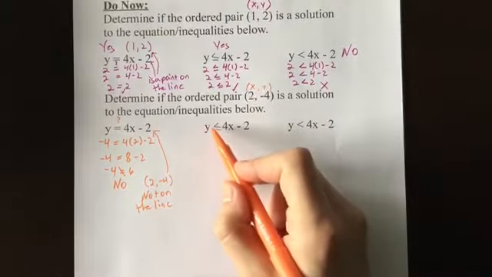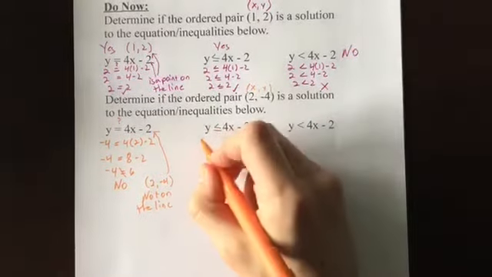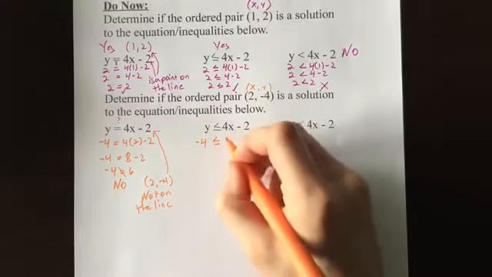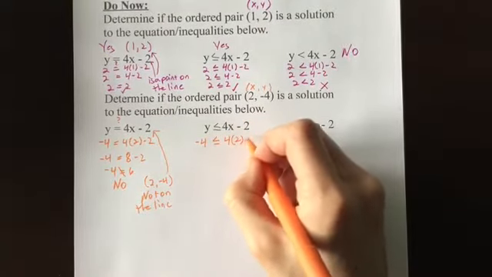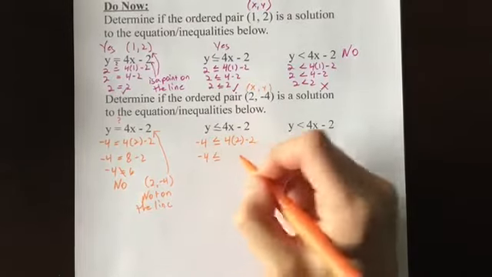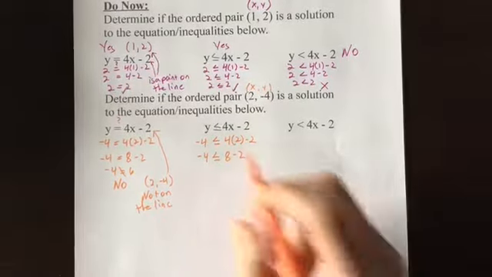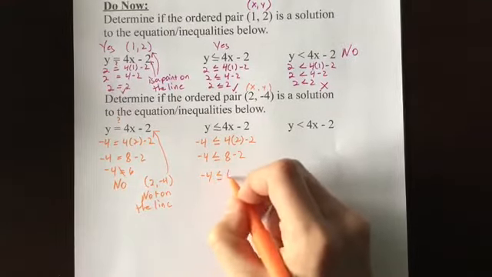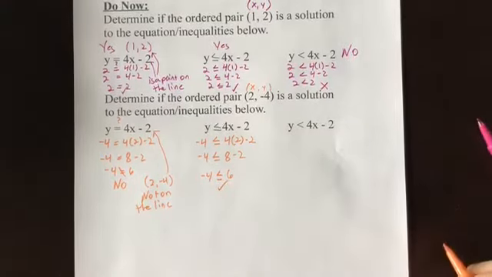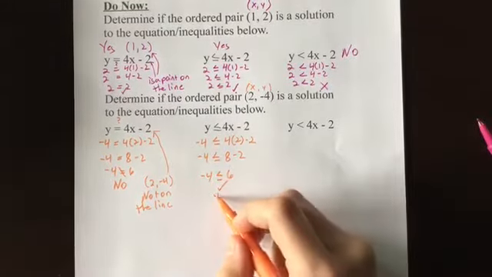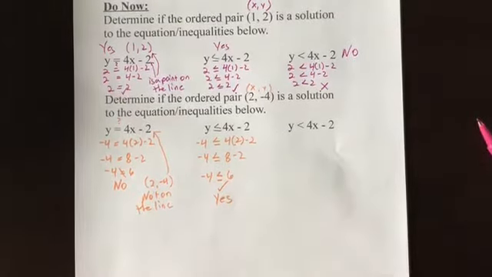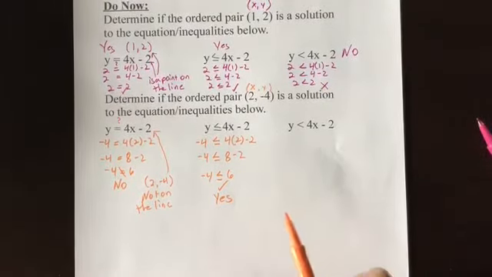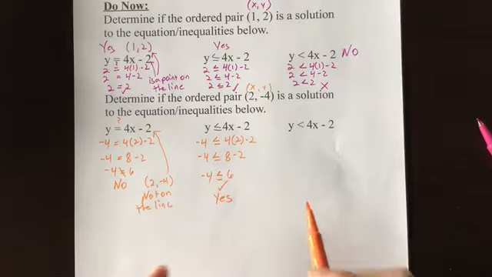Let's check with the inequality. y is less than or equal to 4x minus 2. So we'll substitute in. Negative 4 is less than or equal to 4 times 2 minus 2. Negative 4 is less than or equal to 8 minus 2. And then negative 4 is less than or equal to 6. And that's true. Negative 4 is less than 6. So that tells us, yes, it is a solution. So even though that point 2, negative 4 is not on the line y equals 4x minus 2, it is a solution to the inequality y is less than or equal to 4x minus 2.